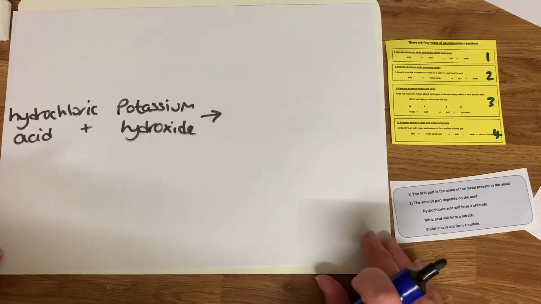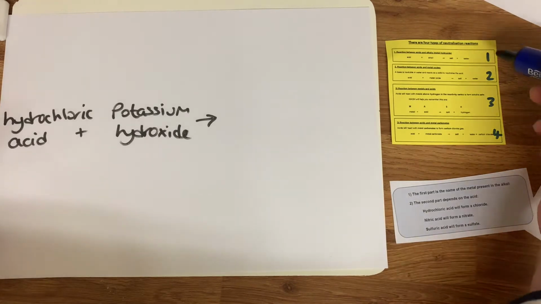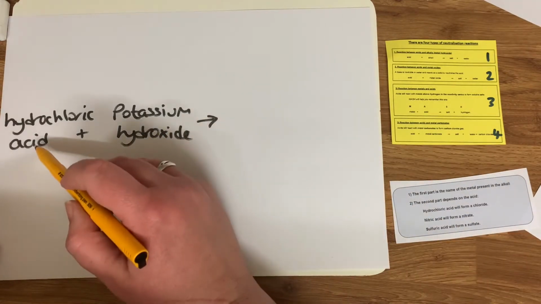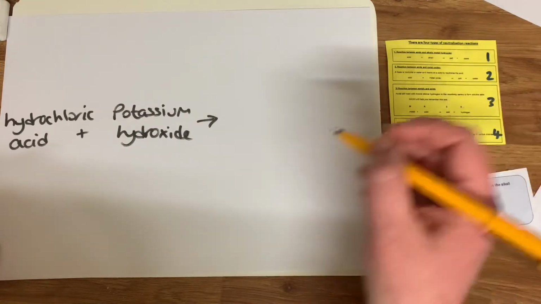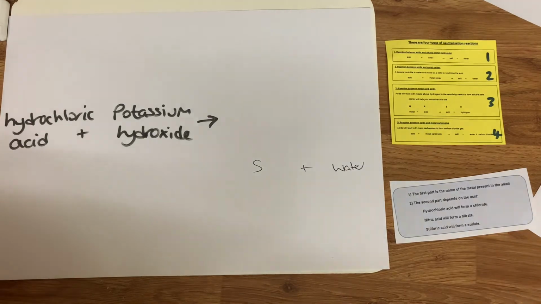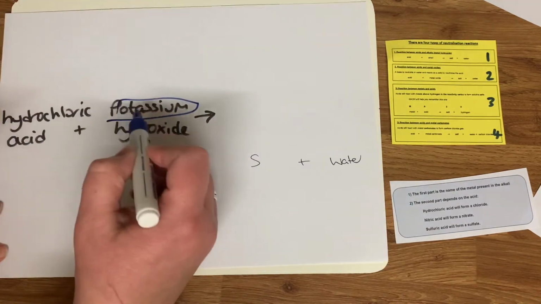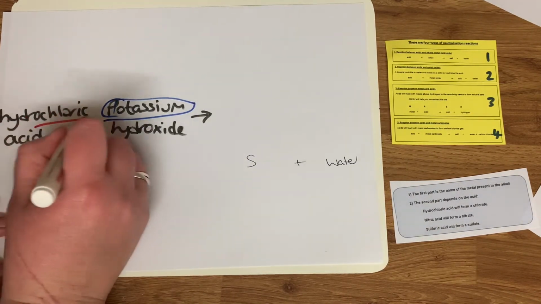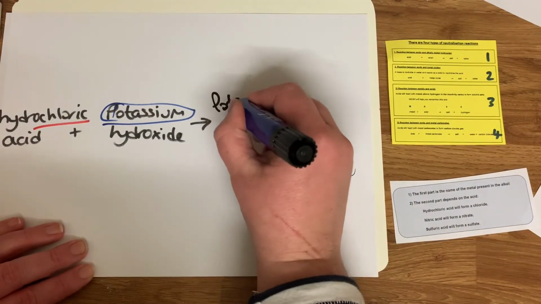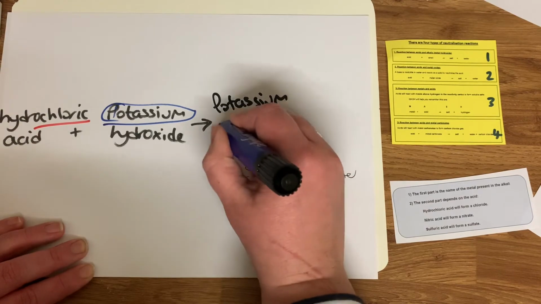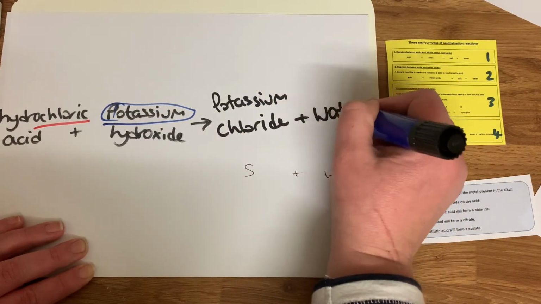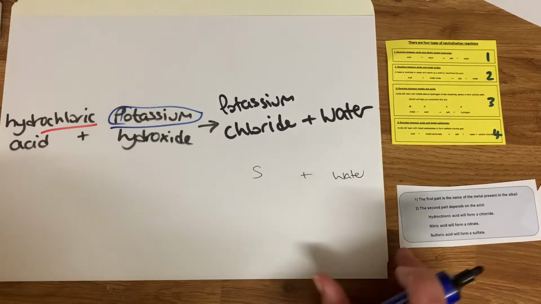So again, pause the video and have a go. Which equation is it? Is it 1, 2, 3 or 4? So this one we've got a metal hydroxide plus acid. So it's going to be equation number 1. We're going to get salt plus water. So let's figure out the name of the salt. We've got our metal is potassium and our acid is hydrochloric. So the name of our salt is potassium chloride plus water. Okay, hopefully you got that one.